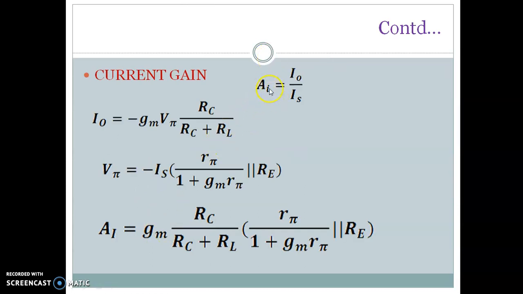Next, coming to the current gain, AI is nothing but I0 by Is. I0 is nothing but Gm V pi times RC, that is the current through RL. By the current divider rule, it is RC divided by RC plus RL. And V pi is nothing but minus Is times R pi divided by 1 plus Gm R pi parallel Re. So this is another current relationship we get. Now substituting these two, we get AI equal to Gm times RC by RC plus RL into R pi divided by 1 plus Gm R pi parallel Re.